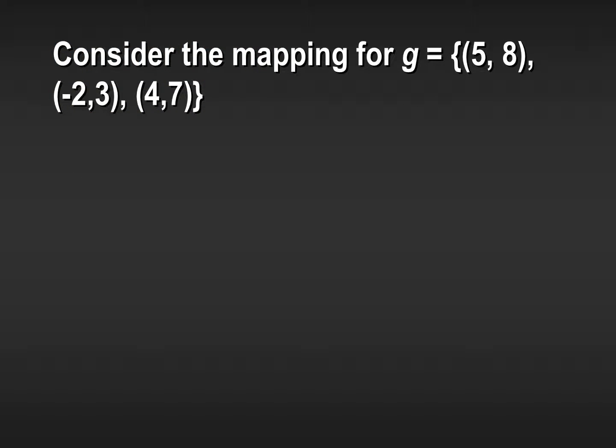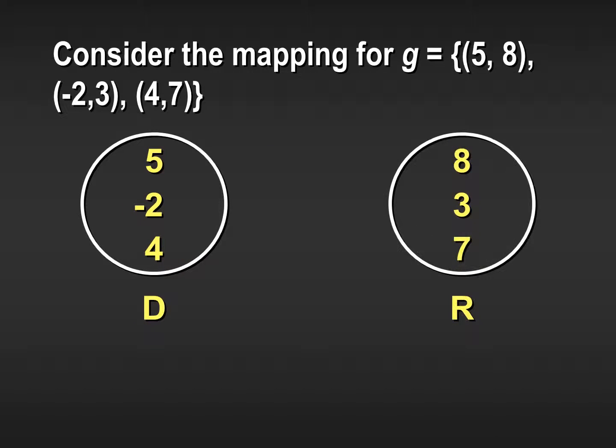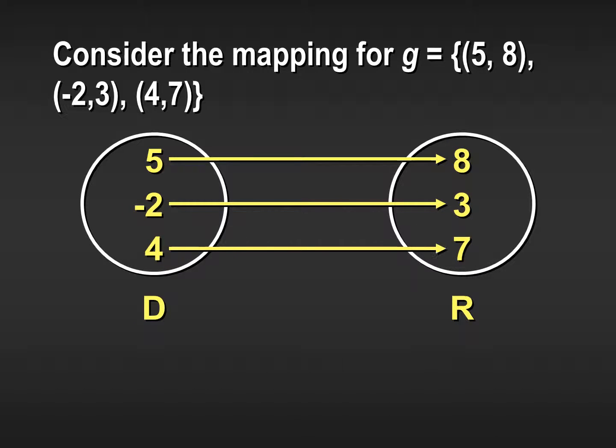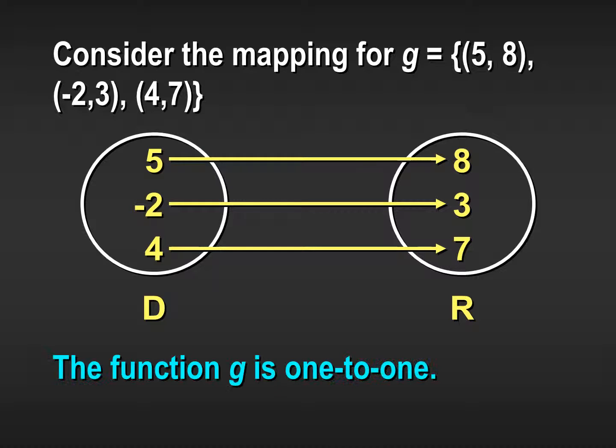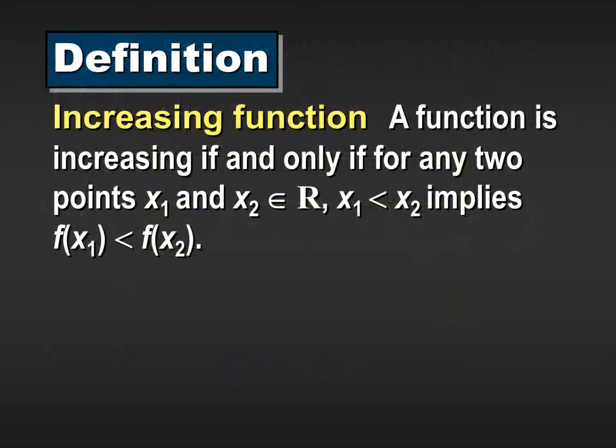Let's look at this mapping for function g. If you look at those ordered pairs, you notice that every x only goes to one y, so that makes it a function, and then none of the x's share a y either, so that means that function g is one-to-one.